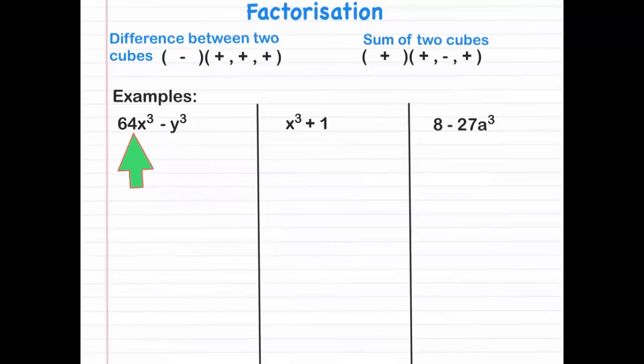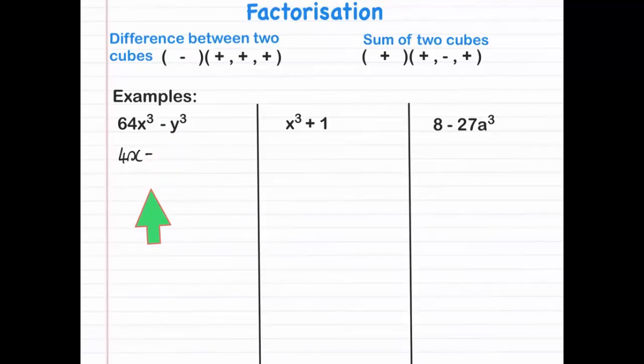Now, this has no common factor. It's not a difference between two squares, because I cannot get the square root of y to the power of 3 nor x to the power of 3. It's not a trinomial, it's not a grouping. This is a difference between two cubes. How do I know? I can get the cube root of 64x³, and that will be 4x. And remember, this is a difference, so we write the minus.